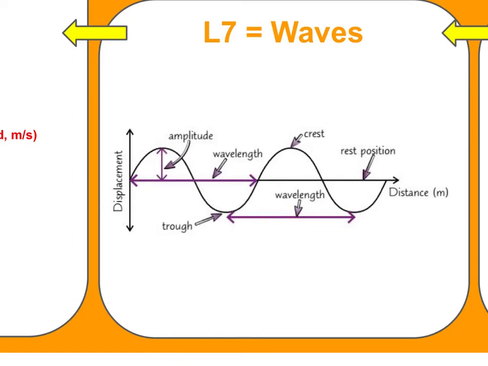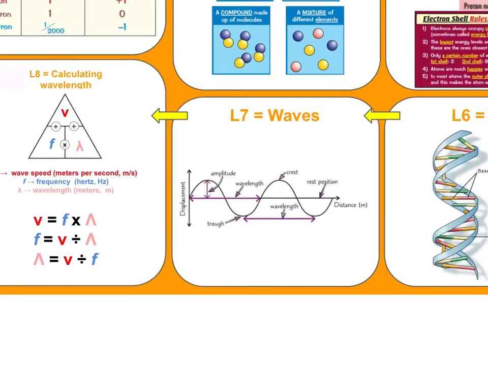We call the distance from there to there a wavelength. But the distance from there to there could also be a wavelength because it's one full cycle of a wave. The distance, the maximum displacement, is called the amplitude. The top of the wave is called a crest, or we can sometimes call it a peak. And the bottom of the wave is called the trough. And that was waves.